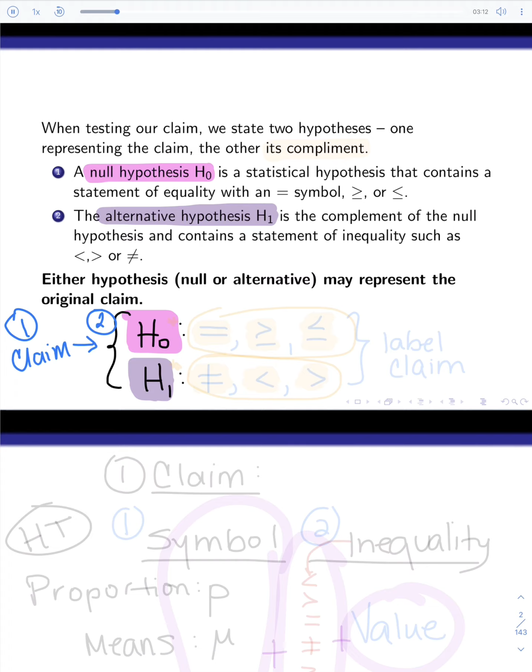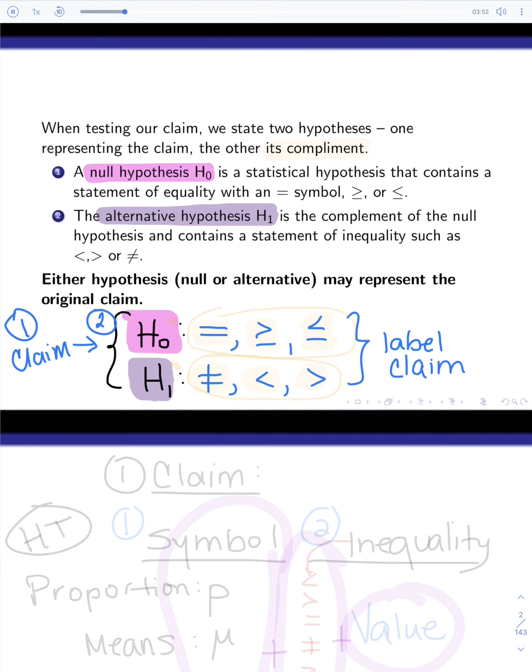If the claim has an equal to of any kind, as in an equal to, a greater than or equal to, or a less than or equal to, then the claim will go in as your H0, your null hypothesis. If it does not have an equal to, meaning it's got a not equal to, a less than, or a strictly greater than, then our claim would instead be our H1. And we do want to make sure that we label which one actually does end up being our claim.